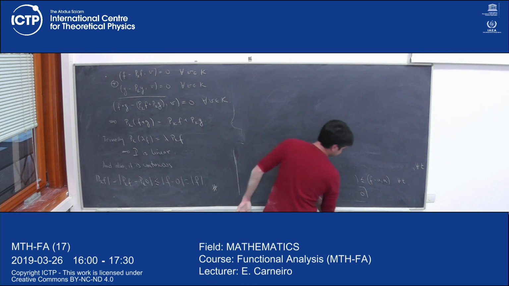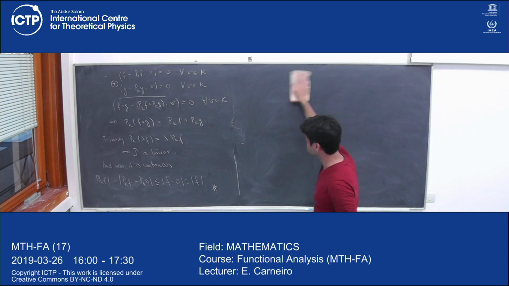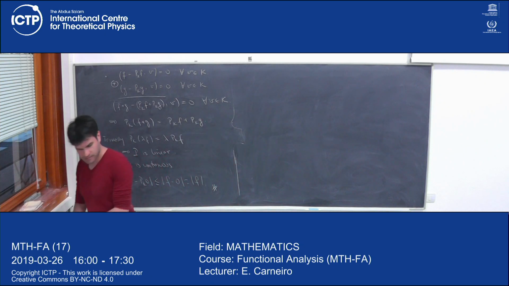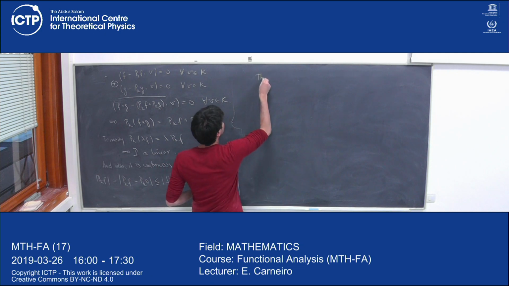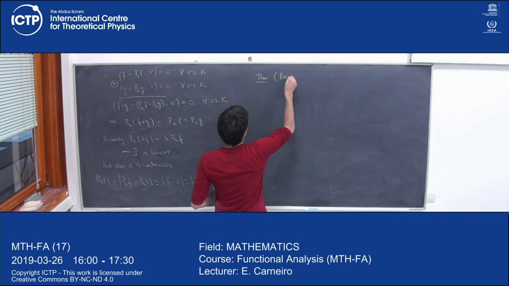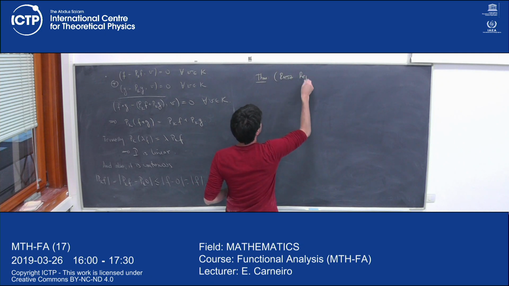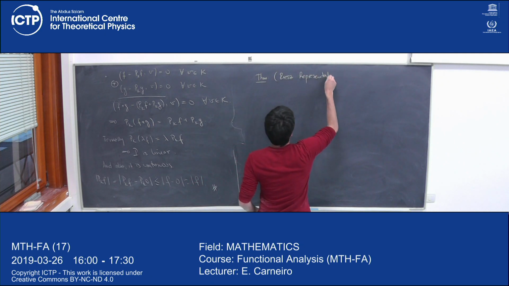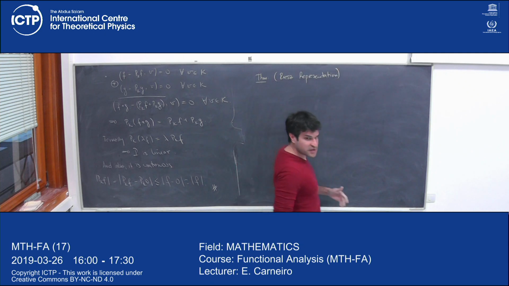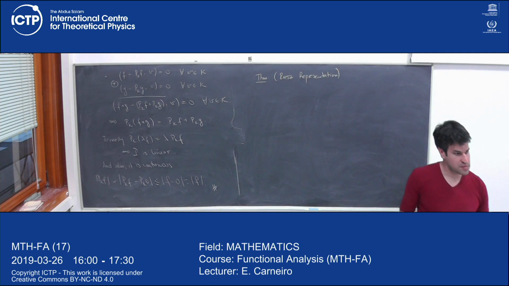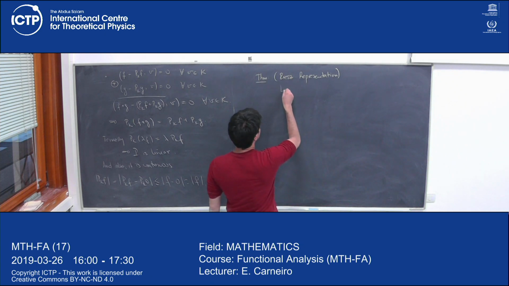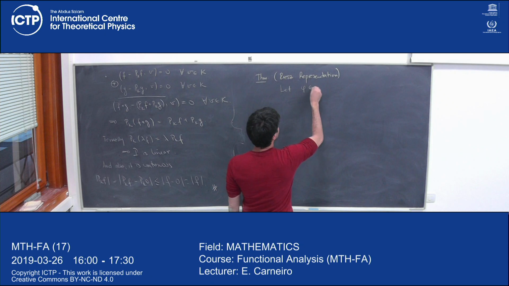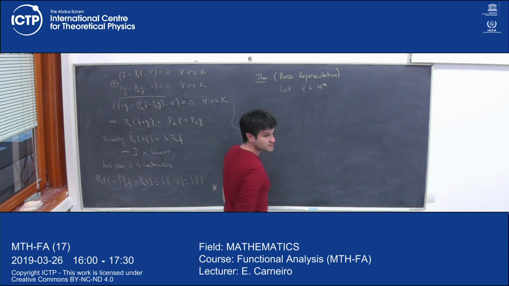How about that? Theorem, again, another manifestation of the Riesz representation. The dual of a Hilbert space is very, very easy to describe. Okay? They're just scalar products with other elements in the space. So let phi be an element of the dual of the Hilbert space.